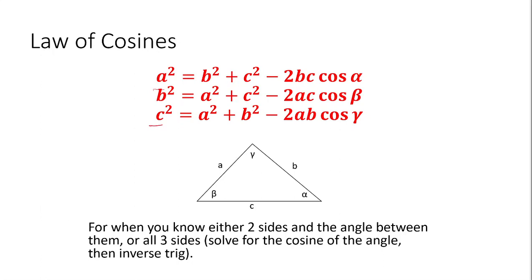If we're trying to find an angle using the law of cosines, then use the one that has the angle you're trying to find in it. And so we're going to do an example of kind of each of those here.